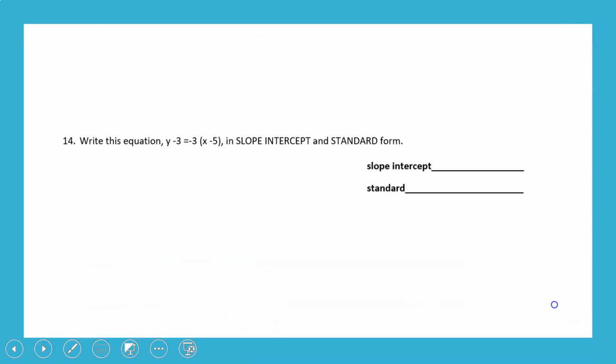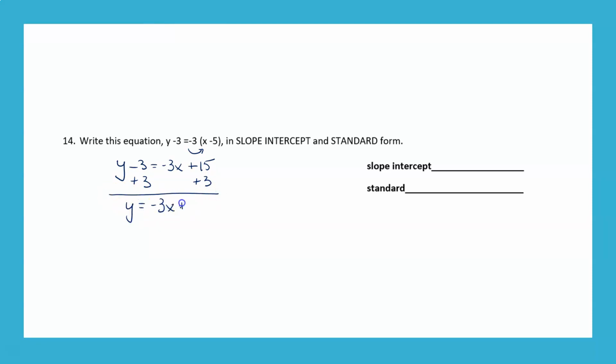All right, one more like this. Write this equation, y minus 3 equals -3x minus 5, in slope-intercept and standard. So I'm going to simplify. So I have y minus 3 equals -3x plus 15. So I'm going to add that 3 to both sides. So now I have y equals -3x plus 18. There's our slope-intercept, 18, right?